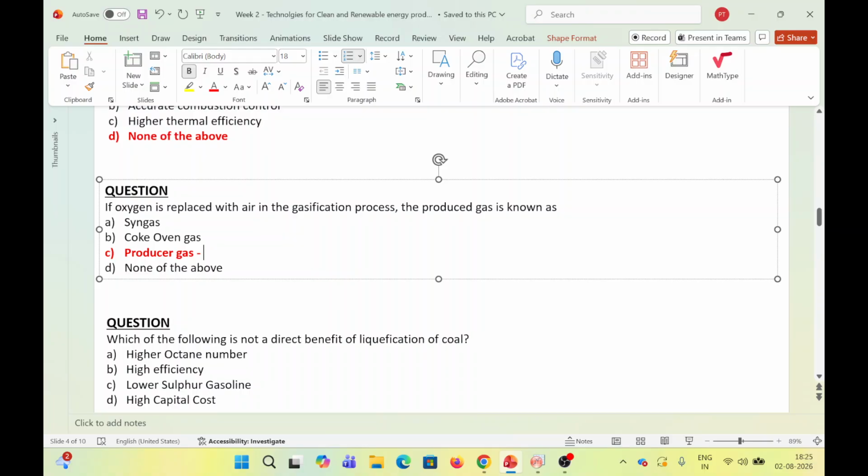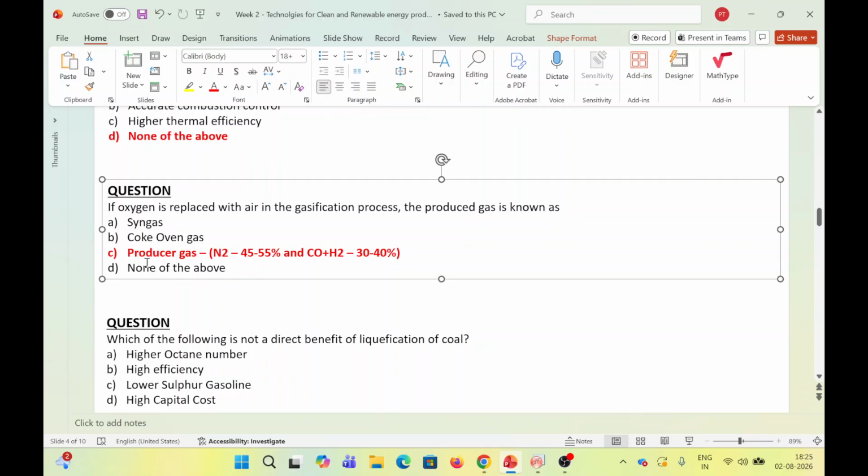Again, if you see the composition, I'm just going to write it again. Nitrogen is going to be 45 to 55 percent, and your CO plus H2 is going to be, I think approximately, just a second, 30 percent, right? Yeah, 30 to 40 percent. So this is the answer, producer gas.